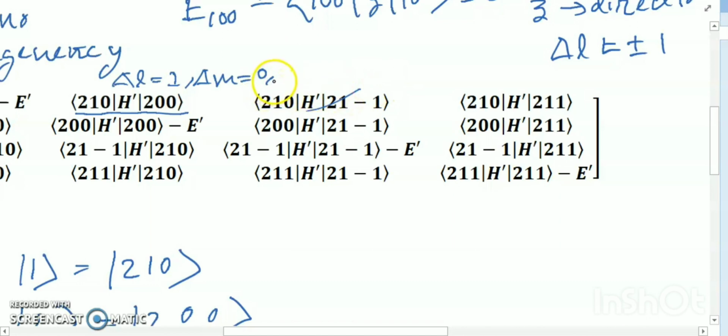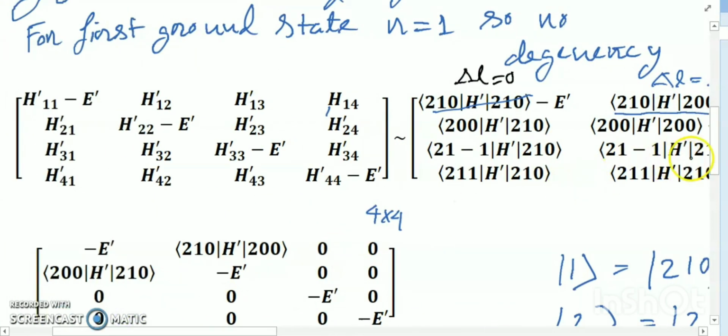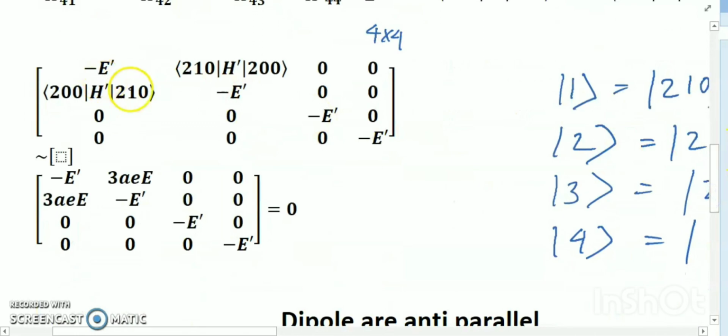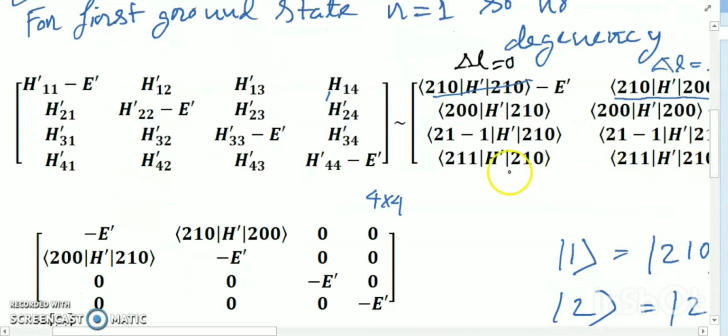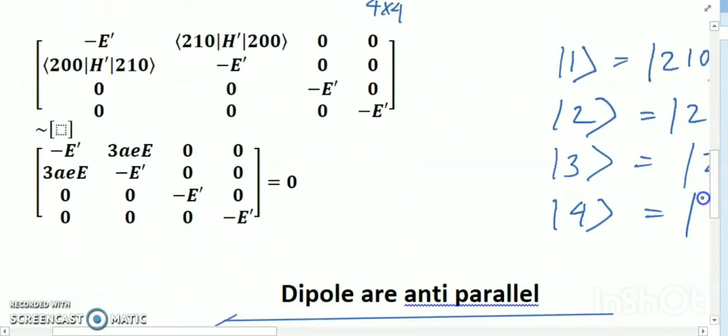Similarly, for 2 0 0 and 2 1 1, del L equals 0 and del M is not zero, so this portion is also 0 by the selection rule. Applying the selection rule, whatever we get in the matrix, this portion is not zero. Using the value, the element between 2 0 0 and itself equals 0.